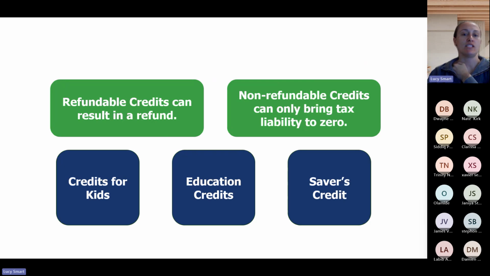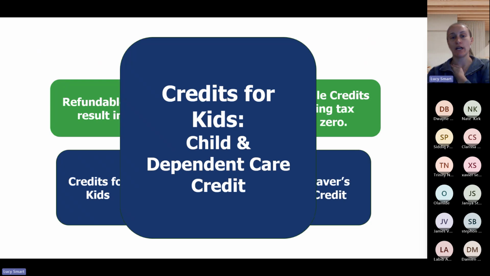Yesterday, we talked about credits for kids, including the child tax credit and the additional child tax credit. These ones are automatically calculated in TaxSlayer, but there's one more credit for kids, and that's the child and dependent care credit. And this is going to be another non-refundable credit. Remember, non-refundable means it can bring tax liability down to zero, but it cannot result in a refund by itself.